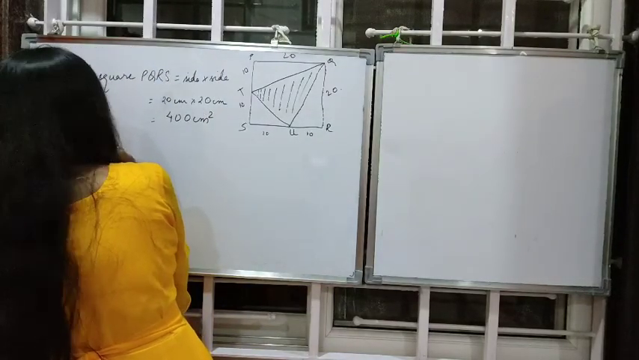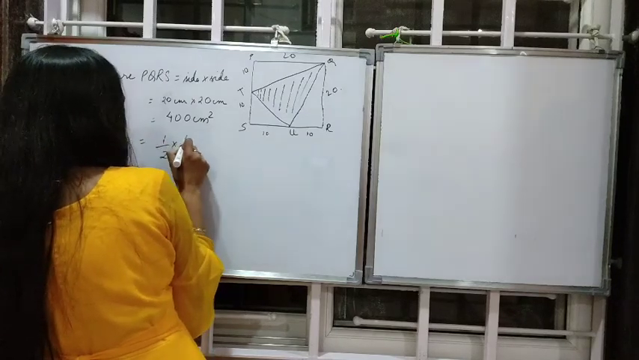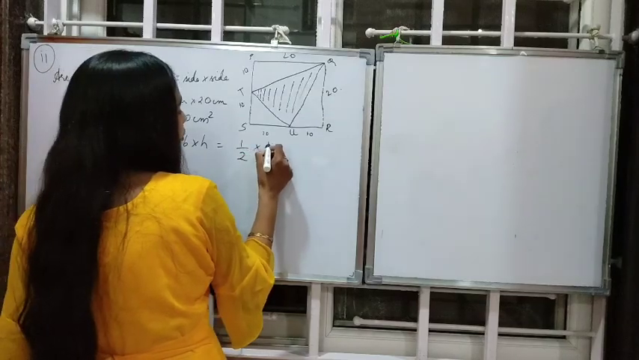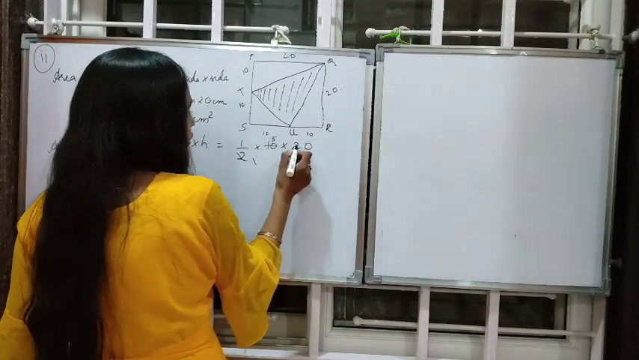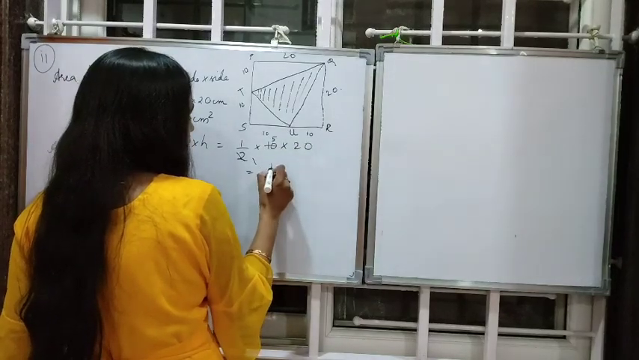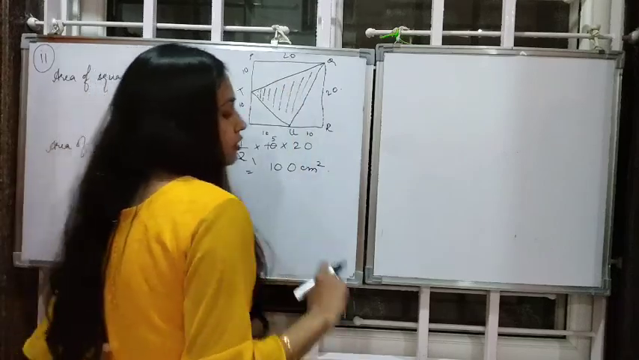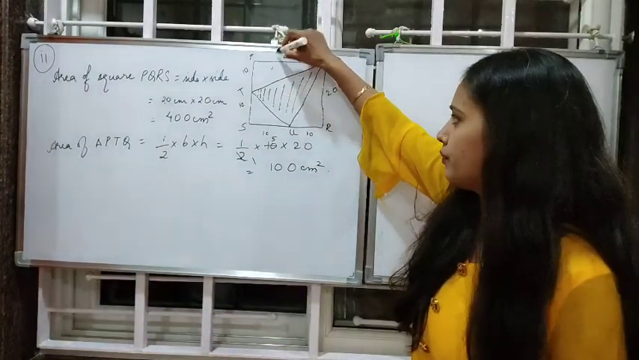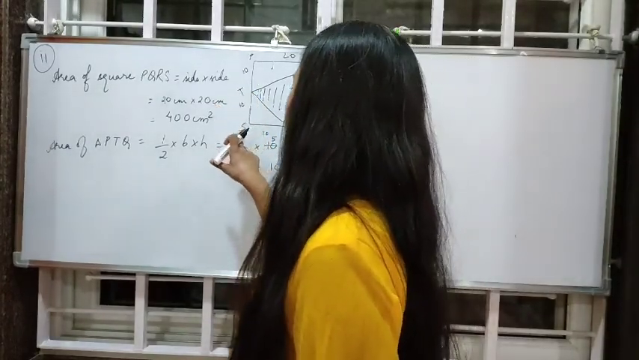Area of triangle PTQ, that is half base into height. So half into 10 into 20. So 5 2s are 10, that is 5 20s are 100 centimeter square. This is the area of the above triangle, this one. Then we find the area of this triangle, that is triangle TSU.